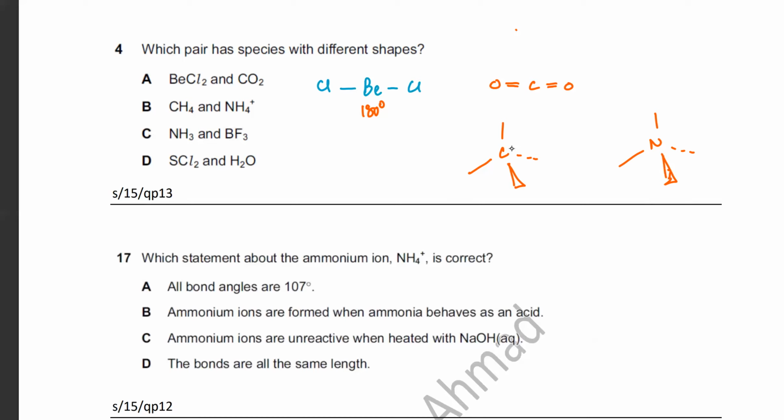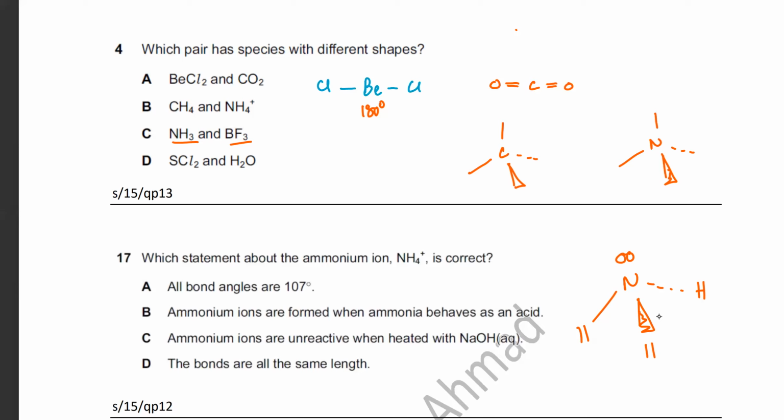So what about NH3 and BF3? NH3, we've already done that. N makes 3 bonds with H's, and it's in group 5, so it's got a lone pair on top. So it's pyramidal.